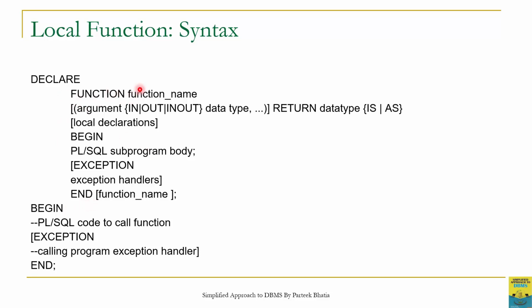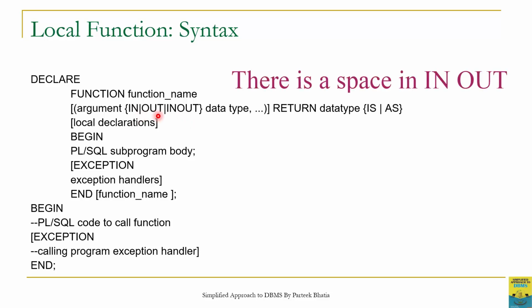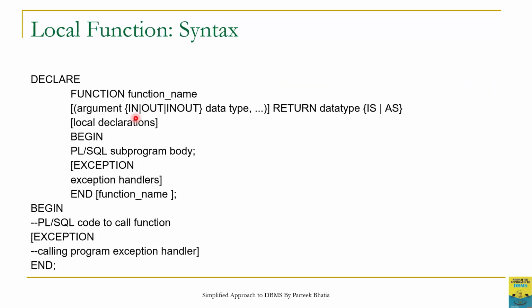Here we are declaring a function with name function_name. This is the user defined function name. After this, we have to specify the name of arguments. The syntax is argument, and then we have to specify the type of argument, which is in, out or in out. So there are three types of argument, that is in, out and in out. As these arguments are written in curly brackets, it means that we have to select one out of these three. It means we have to specify the type of argument either as in or out or in out.